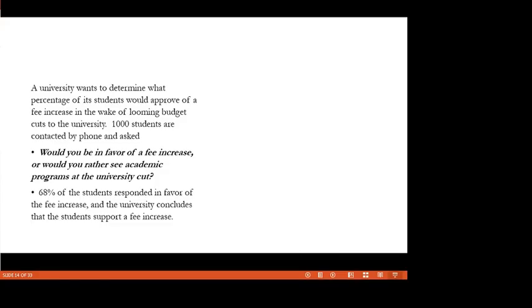So the university says, hey, great news. The students are overwhelmingly in favor of us increasing their tuition and fees. So again, I hope nobody seriously believes that the students are begging the university, please, please, please increase our tuition and fees. And so let's think about one big problem in the way that this study was conducted.